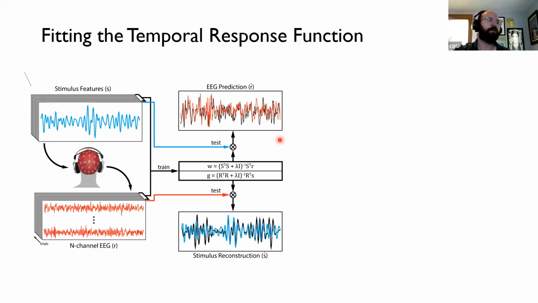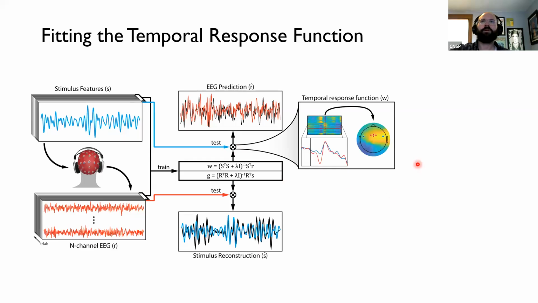Once we have a fit and optimized model, we can look at that model and look at its weights. And so here are the weights. And if we look across time at a channel at the center of the scalp, we see what looks like a nice ERP, except it's not exactly an ERP, but it's a different fit to a continuous stimulus.